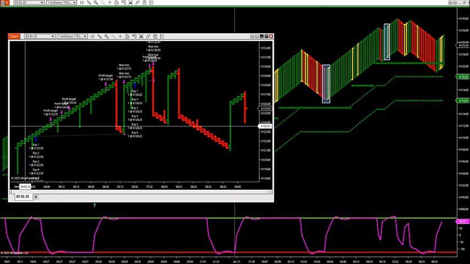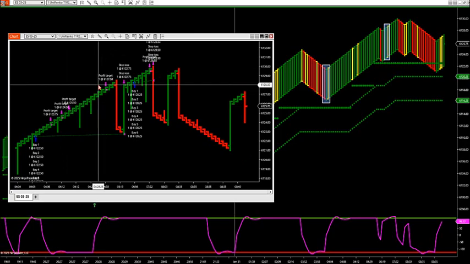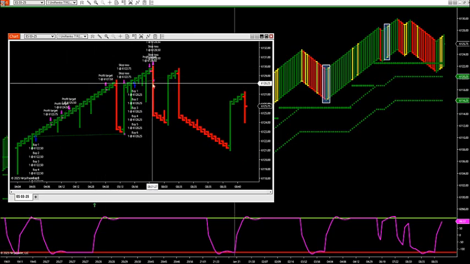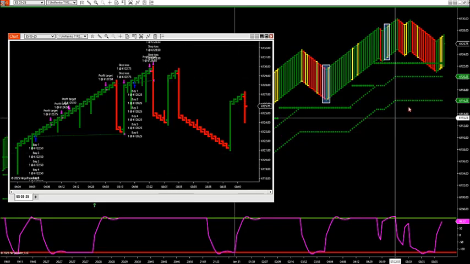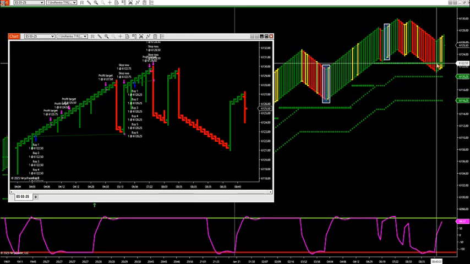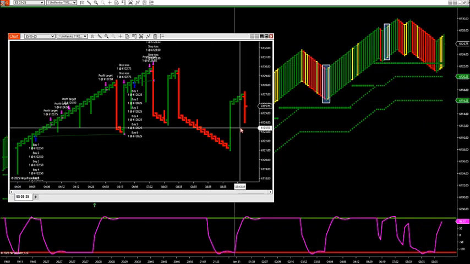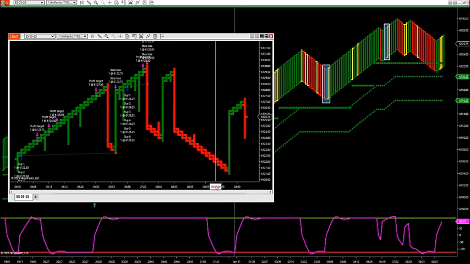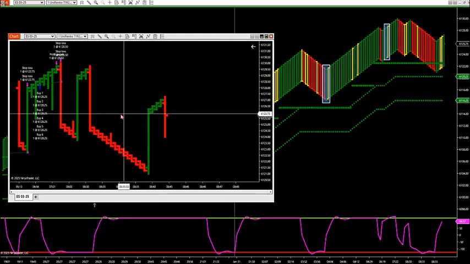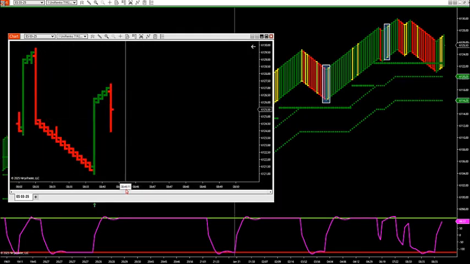Liquidity Grab Trader got 1, 2, 3, 4 targets off here. Runner stopped out. 1 target here. Runner got stopped out. Notice right now we are in a V bottom. We got a green reversal bar, right? The Liquidity Grab Trader will not pull in until, let me get this out of the way so you can see it.